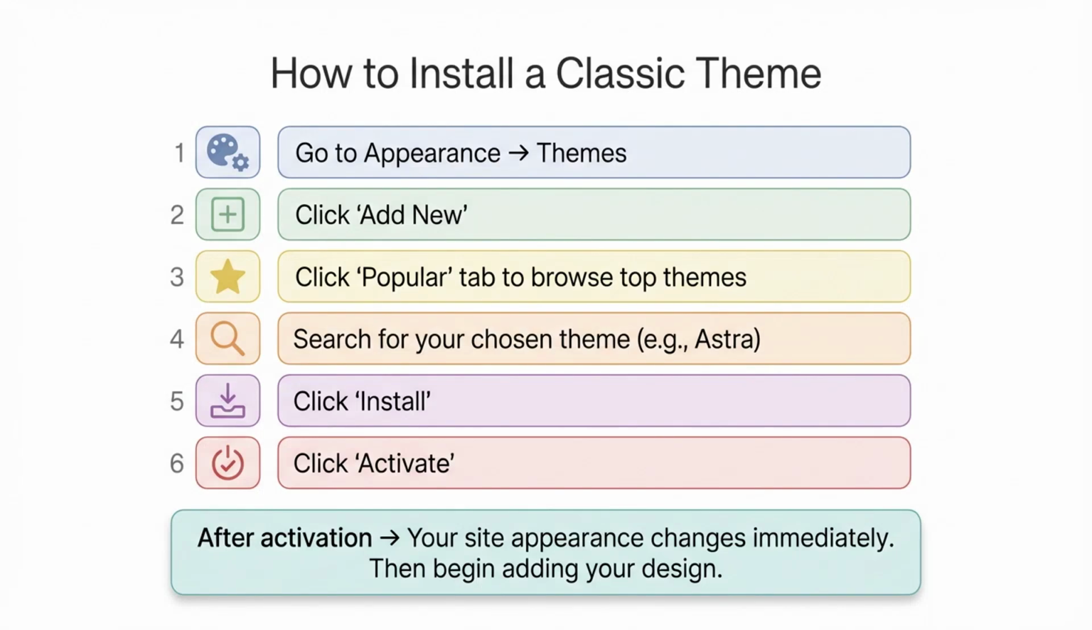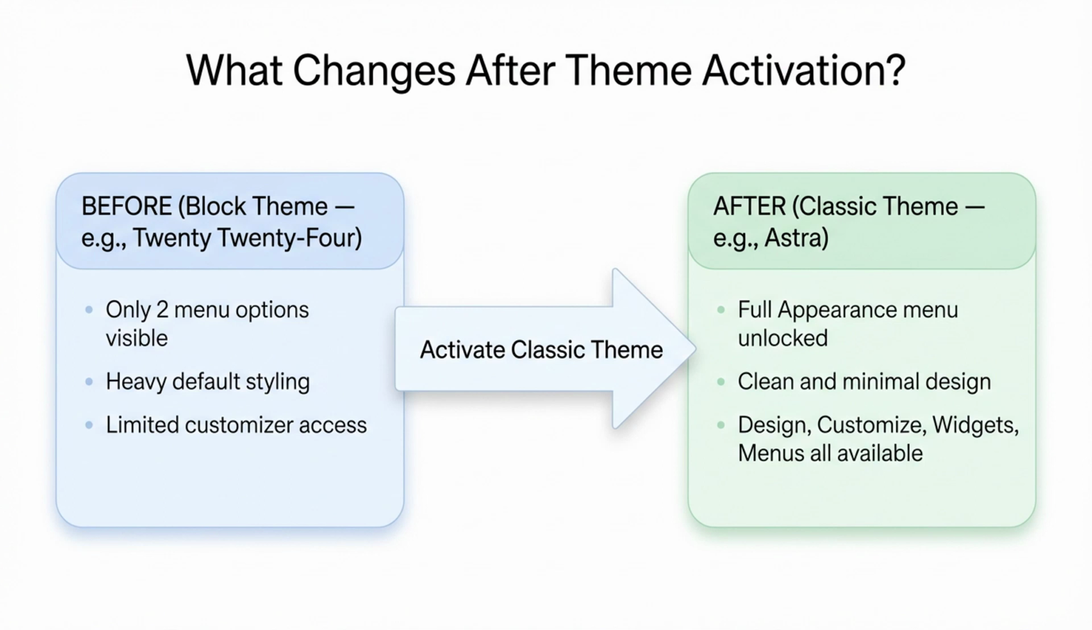Installing a classic theme is straightforward. From your WordPress dashboard, go to Appearance, then Themes, and click Add New. Switch to the Popular tab to see the most widely used themes. Find your chosen theme, in this case Astra, click Install, and then immediately click Activate. The moment you activate it, your site's appearance transforms. The instructor points out how dramatically different and cleaner the site looks after switching from the default block theme to a classic one. The difference is immediately visible.